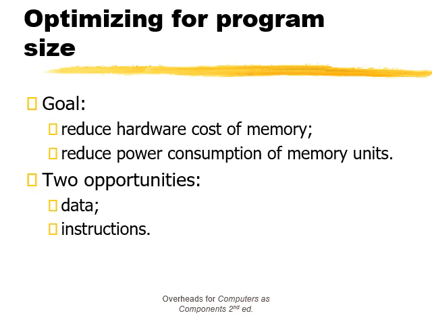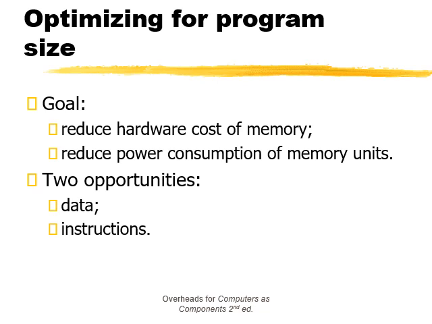We discussed how we can optimize the energy and power of the program. Now we'll discuss optimizing a program for size. The goal is to reduce the hardware cost of memory. If your code is small, it will reduce the hardware cost of memory, because it will require less memory, and a lower memory requirement means reduced power consumption of memory units, because you are going to use fewer memory units.